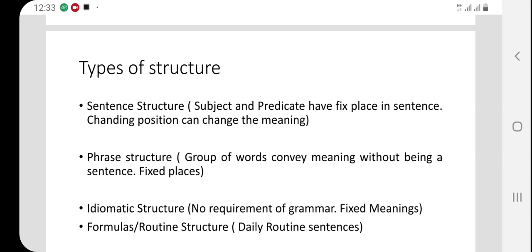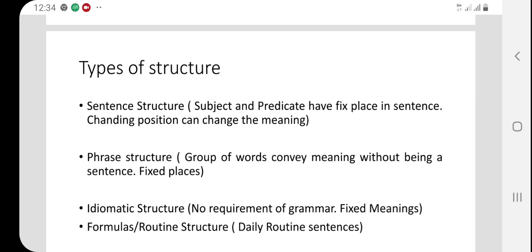Okay, sir. Phrase structure, again we say that a group of words conveys meaning without being a sentence. Phrase and clause, you must have come across it at your school level, college, university, then in higher classes, that there is a difference between phrase and clause. A phrase is a combination of one, two, or more words not arranged in the form of a sentence.